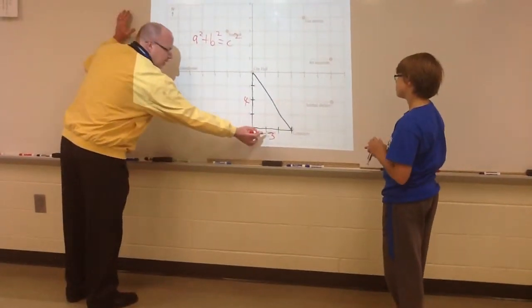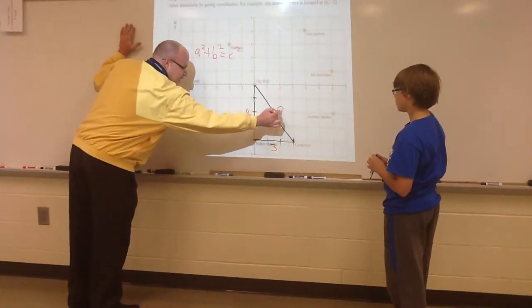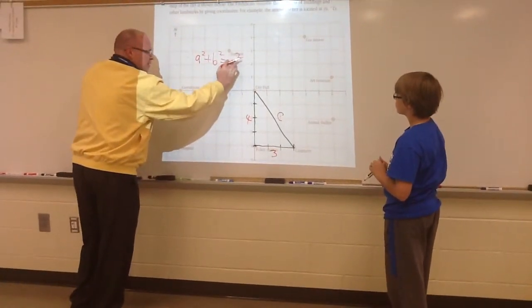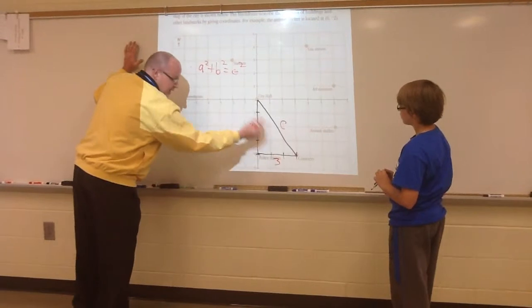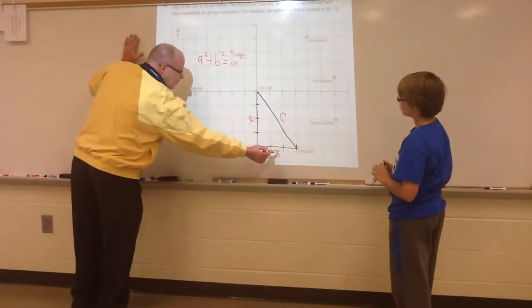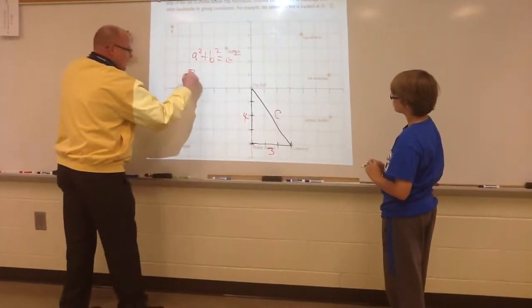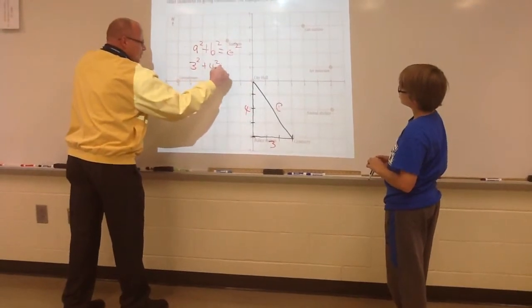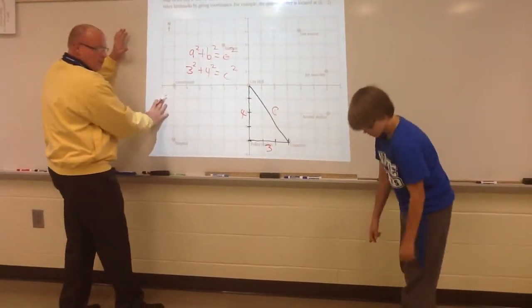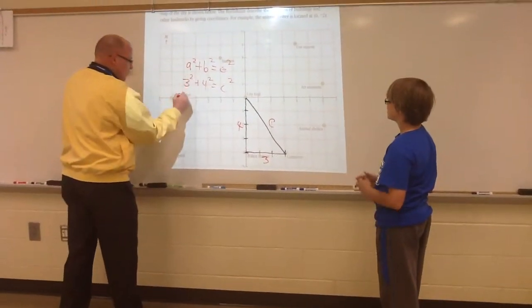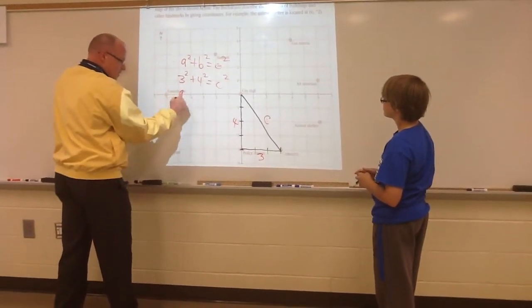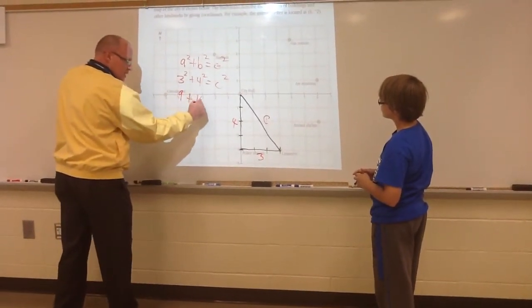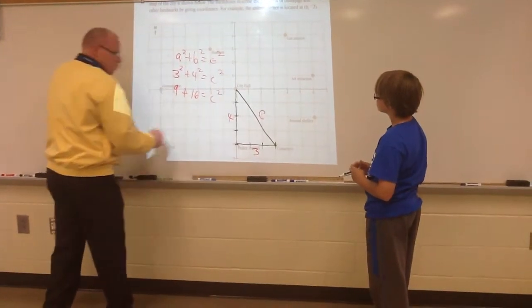So if I want to find C, this is the longest side of the triangle right here. In this case, the shortest distance from City Hall to cemetery is to plug in the legs. And at this point, I have to use order of operations. I've got to square both of these legs. 3 squared would be 9. 4 times 4 is 16. And that leaves me with C squared.